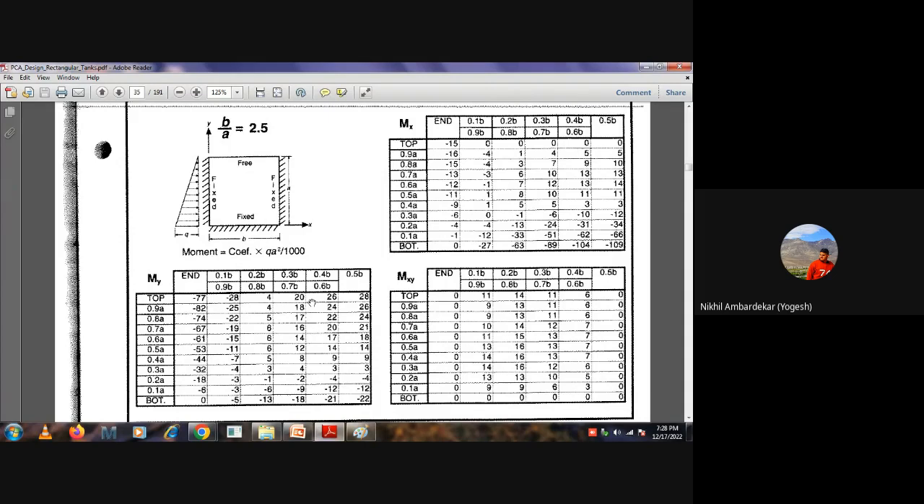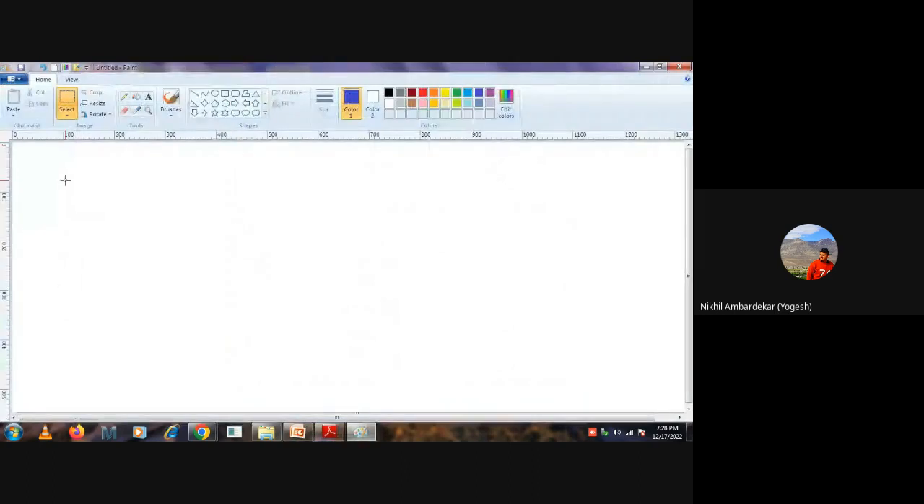Up till now it is clear how to calculate the bending moment. The PCA table is a very beautiful, quick tool for tender submission purposes. Within 2 to 5 steps you can design the water tank. Now I am explaining, that's why we are taking much time. But if I know this, I will just fix B by A and go directly to that page.